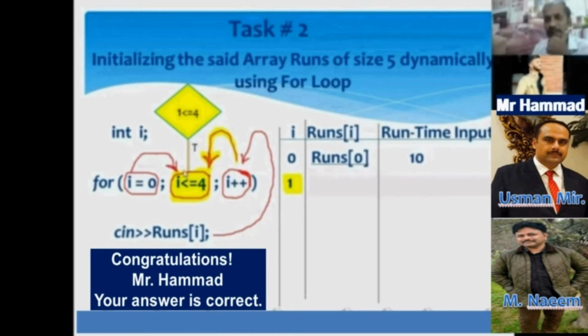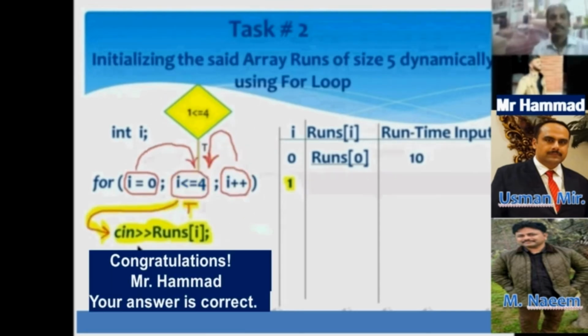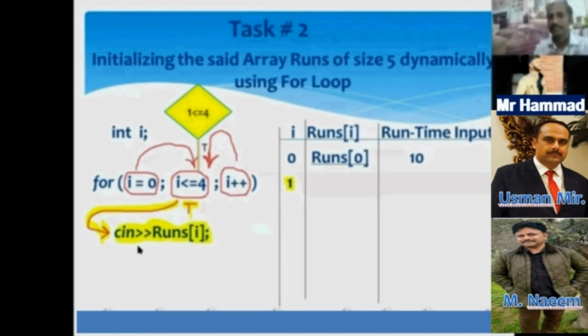Now another question to you. After the condition statement's execution, the control of execution will be shifted to which statement? Sir, the for loop associated statement. Okay, we call it the for loop associated statement. Your answer is correct.